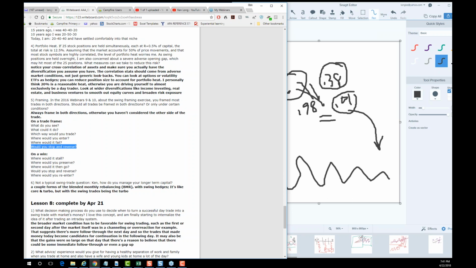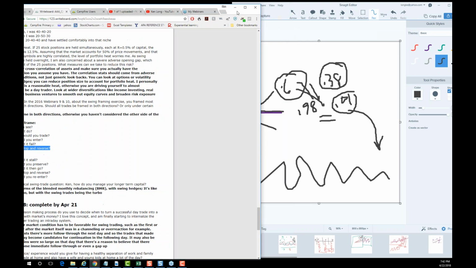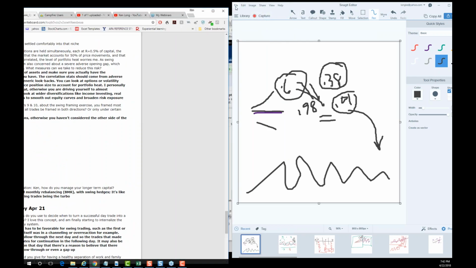And in order to say that, you actually have to answer these questions. What could it do? If the trade starts going the other way, what could it do? Would I trade it that way? Where would I enter? Where would it fail in that case? What could it gain? And that will tell you if the reversal or if the execution stop is also a stop and reverse. There are sometimes when that's not the case. For example, in an upward market, I may not.